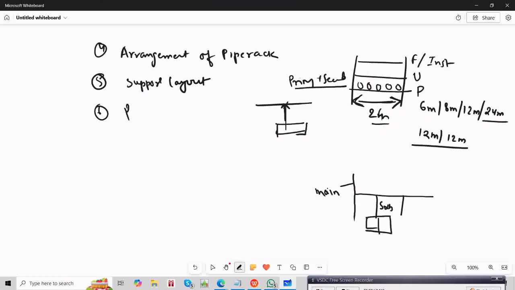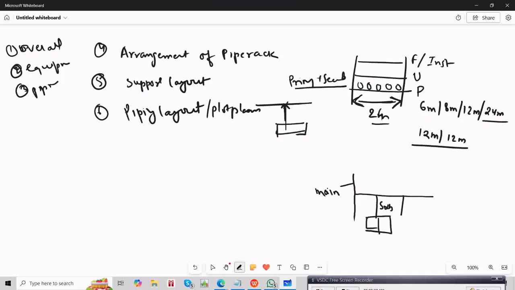Sixth point is your piping layout, or you can say piping plot plan. So we have one called overall, the second one called equipment layout, and the third one called piping layout. The difference is: overall means it will consist of the whole plant, second, equipment layout means inside the unit, and the piping layout means a combination of equipment layout plus piping.